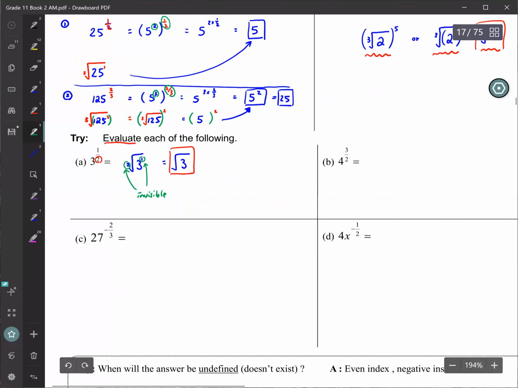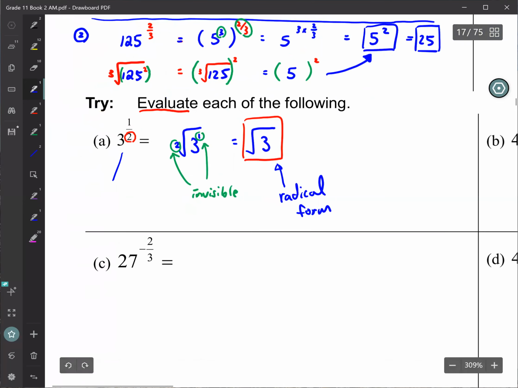Okay, second one, we'll turn this into radical form. So this is called the radical form. And this is the exponential form. Please write this down. We have 2 different forms.